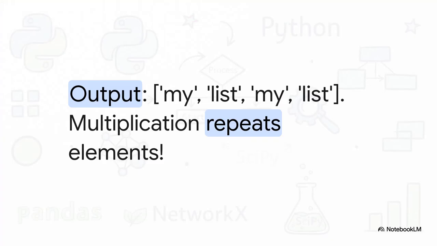Did you guess it? The output is a new list containing my_list, my_list. Bahut badhiya if you got that right. In Python, using the mathematical multiplication operator on a list doesn't magically do math to the items. Instead, it literally repeats the elements inside the list.